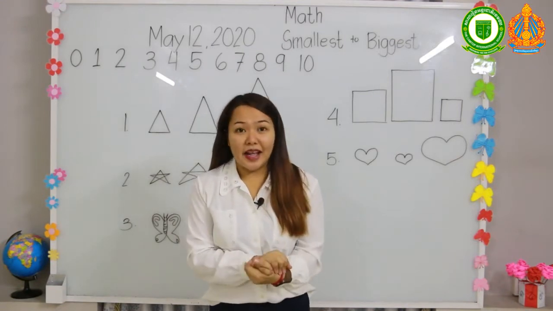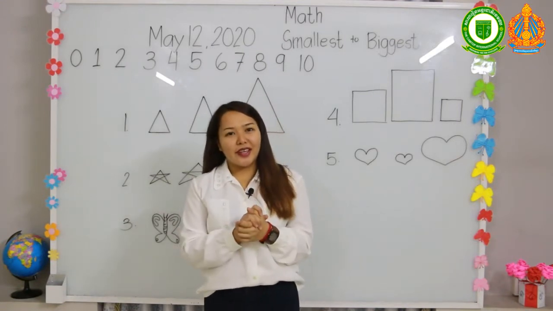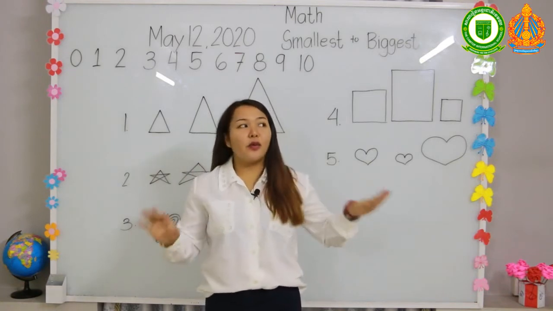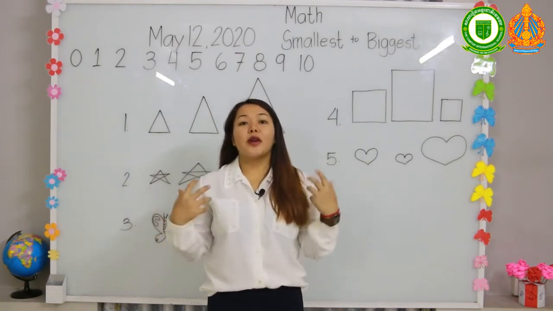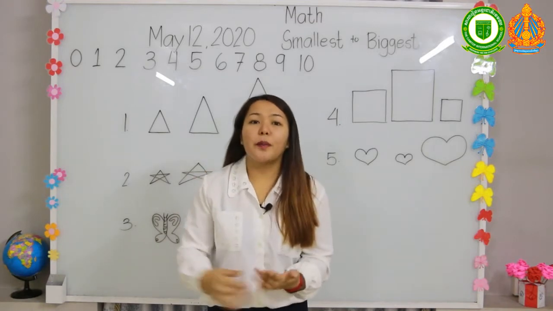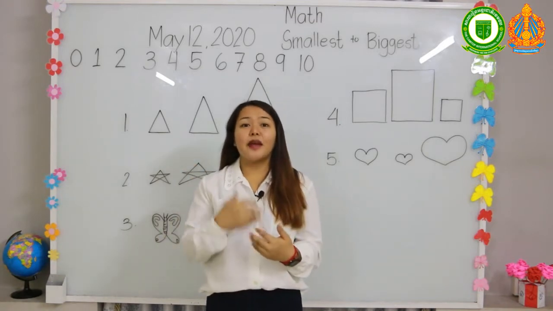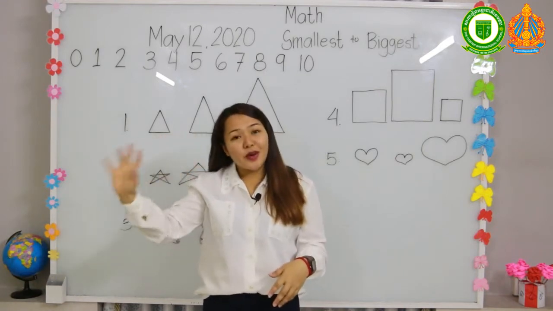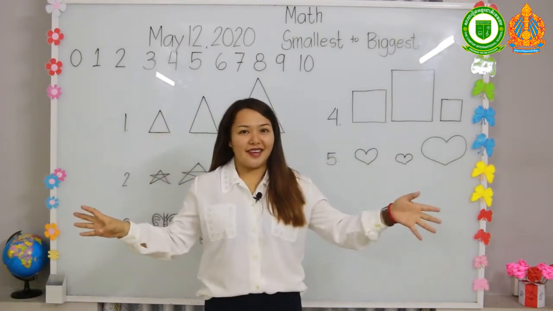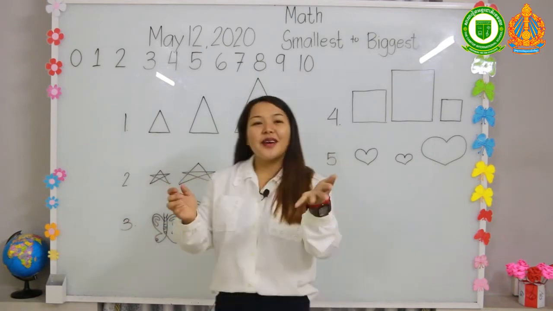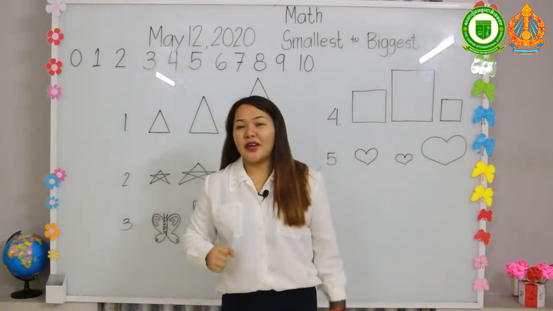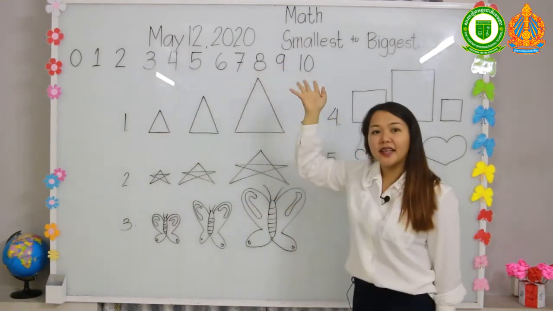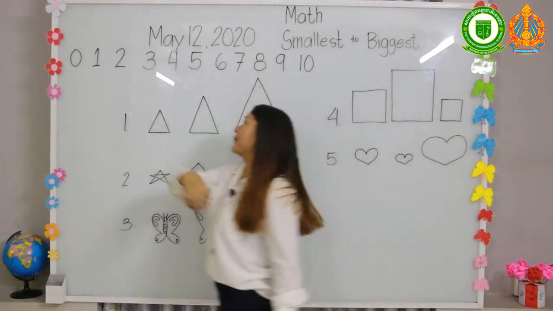Today is going to be math, and that's why it's going to be numbers. We had so many lessons about numbers, so I hope by this time you already know your numbers from at least 1 to 10. Let's see if you still remember. Let's have a review. I wrote here numbers 0 to 10, so let's count.